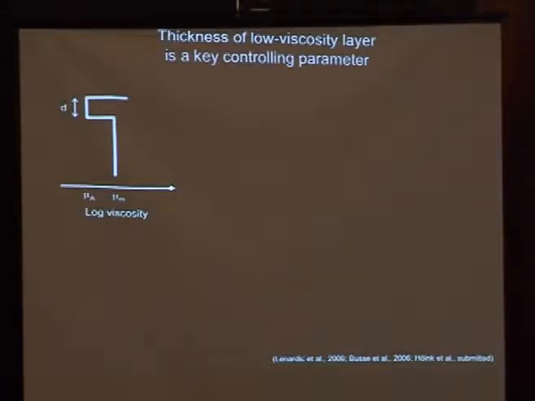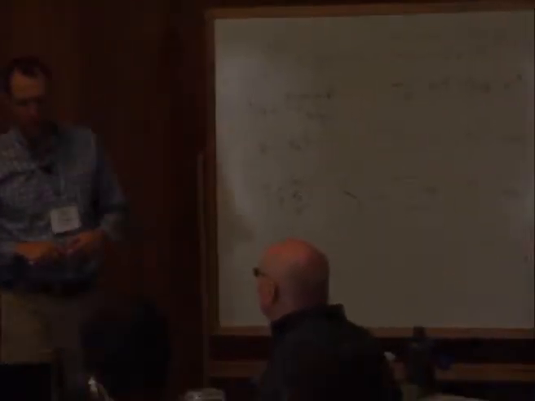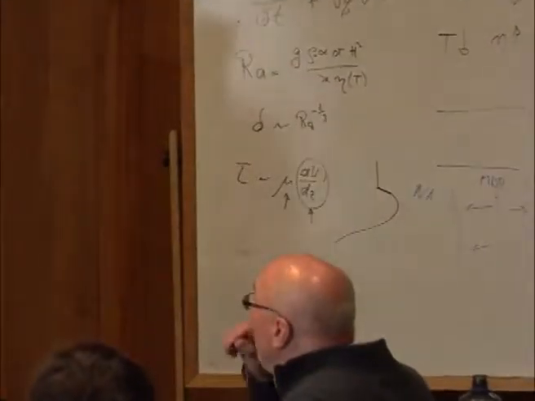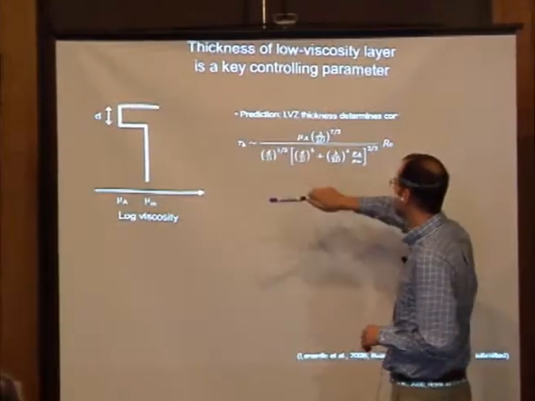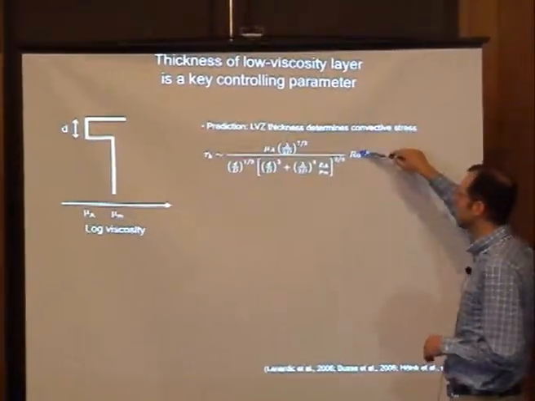So there's a simple theory, and you can write down what this shear stress would look like. So basically, the velocity gradients and the viscosities at the base of the plate. And if you write that down, it looks a little bit more ugly if you do it in detail. But basically, this would be the predicted shear stress as a function of many things, including the Rayleigh number.